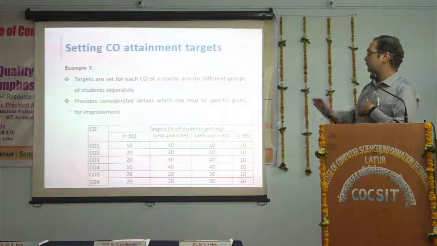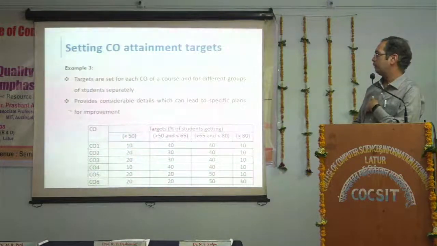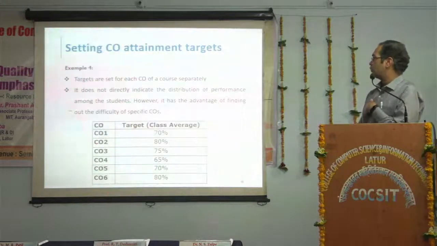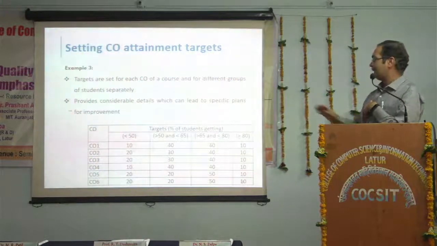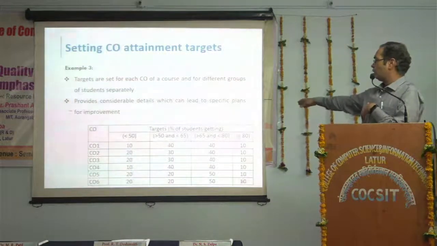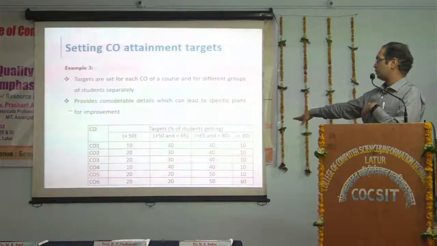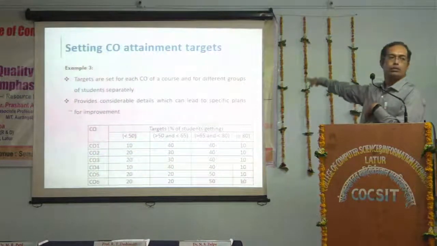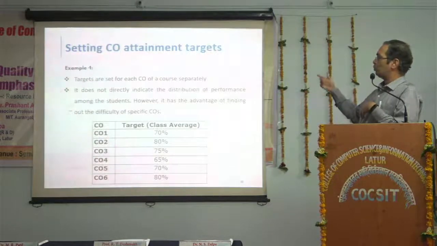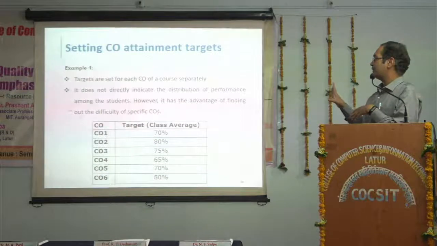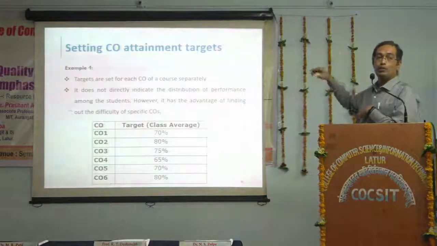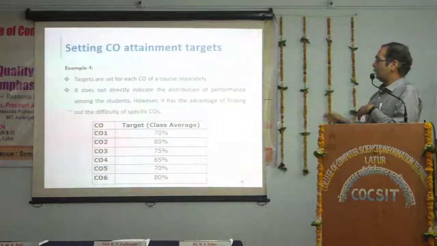Okay, so this is separate. Each CO has a different target. Targets are set for each, so here you will find it more detailed. I have made the ranges 1, 2, 3, 4, and again 6, so I have a matrix of 4 by 6. Here I can make it simpler, where I decide the target for each CO, that the class average for CO1 should be 70 or more, for CO2 80, like that.